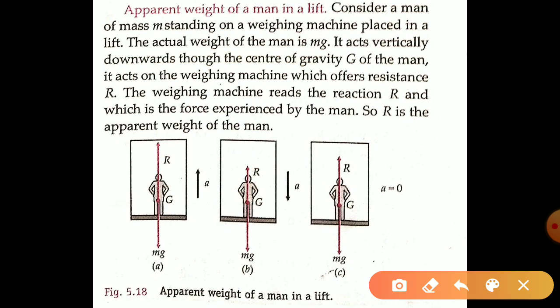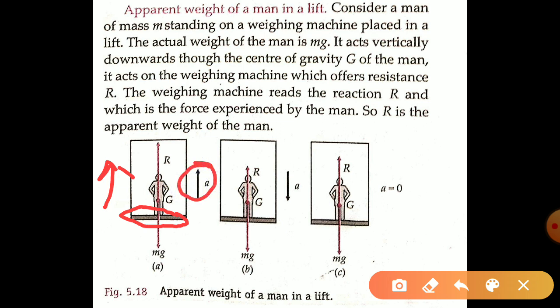This is showing you the three cases. First one is this is the lift and the person is standing on the floor on a weighing machine. Now you will observe what changes will take place in the weight of that person. First situation, when the lift is moving in upward direction with a given acceleration a.